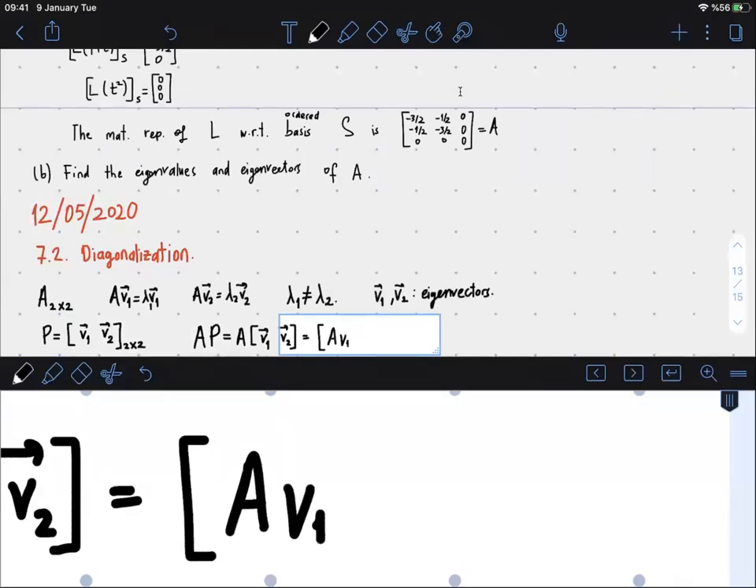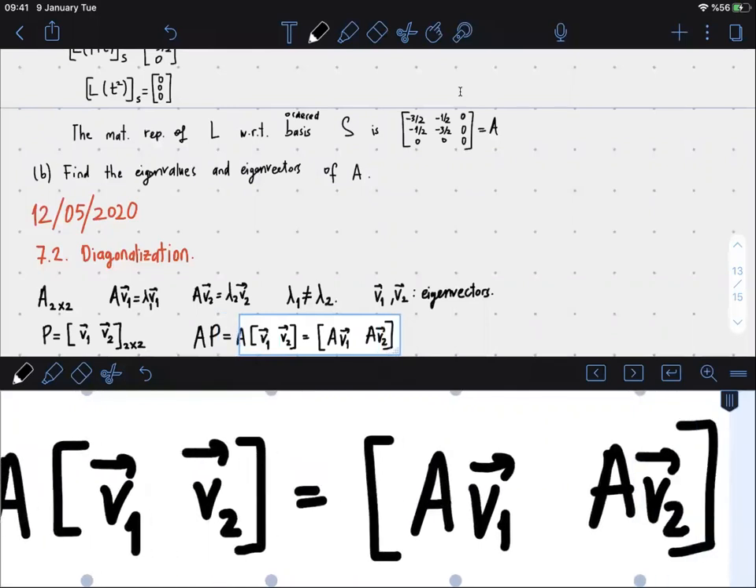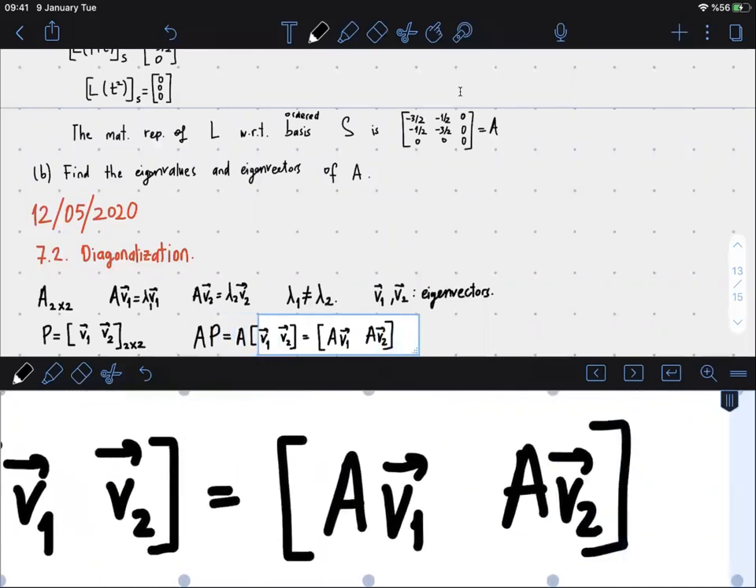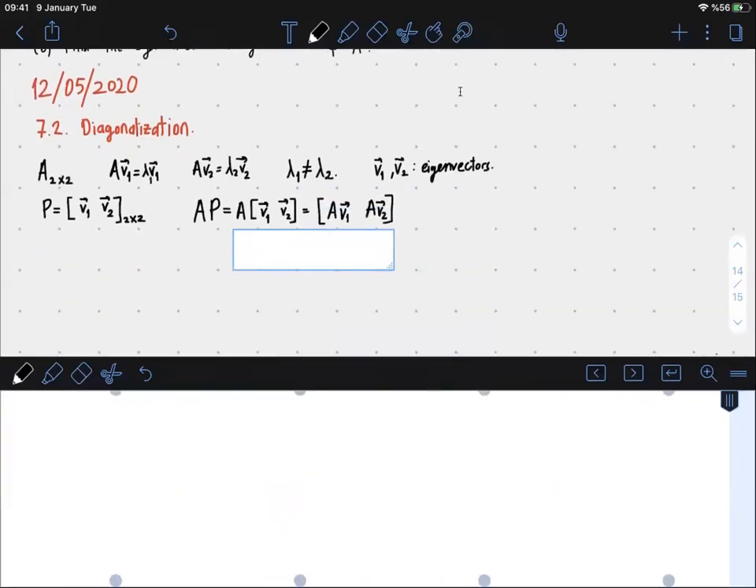Probably I haven't done this in the class, but if you take the product, you see that the first column is A times the first vector, and the second column is A times the second vector. This is nothing related to eigenvectors. This kind of product is true for any matrix multiplication, okay? I did this once, maybe in the beginning of the semester, and then I never used it, but it's the first time it shows up here. If you don't believe me, just try it for yourself.